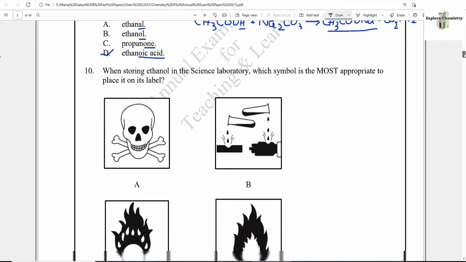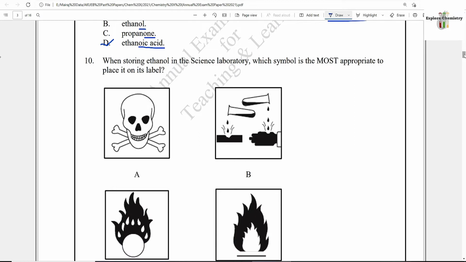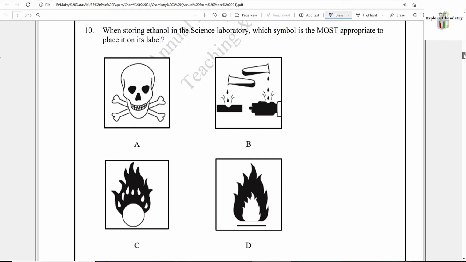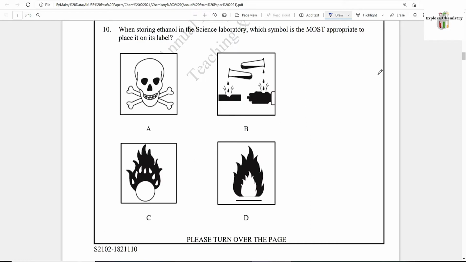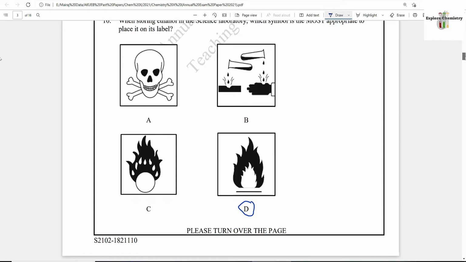Number 10. When storing ethanol in the science laboratory, which symbol is the most appropriate to place on its label? Ethanol is an organic compound. Mostly organic compounds are flammable. Ethanol is present in sanitizers also. So for flammable substances, this symbol is written on bottles. This symbol represents it can catch fire. So be aware of it.